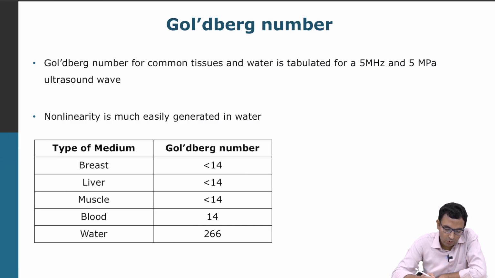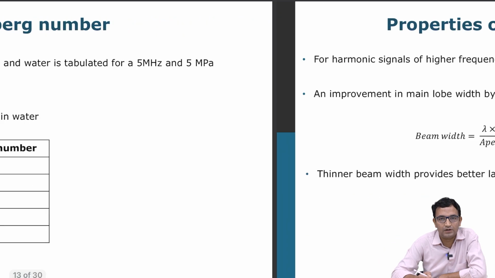So here are some Gol'dberg numbers of certain tissues in the body, and these were tabulated at 5 megahertz frequency and for 5 megapascal amplitude of the ultrasound wave. What you see here is for breast tissue, Gol'dberg number is less than 14, liver less than 14, blood about 14, but for water it's 266. This is very interesting because water is not a very attenuating medium. So even though the nonlinearity is not that high, because it is not an attenuating medium, effectively the amount of distortion that the wave sees is much more in water than compared to all these other tissues.